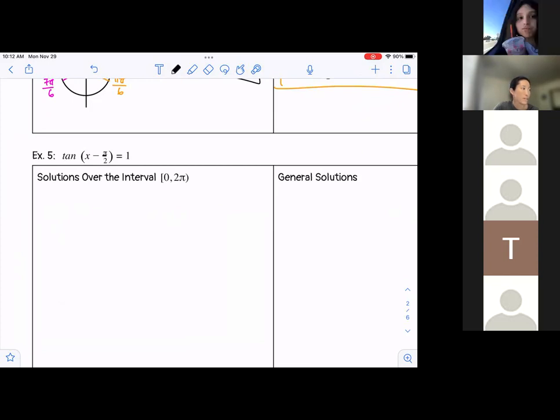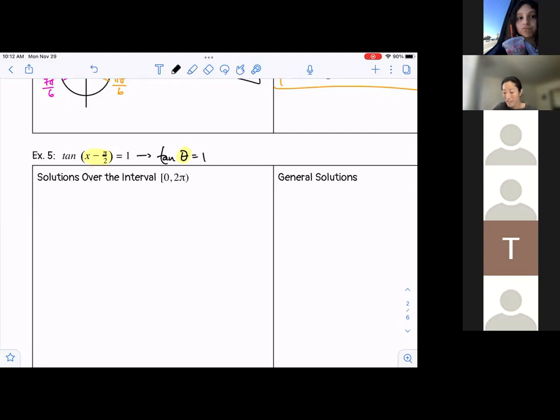Now this question is a little bit trickier for us, all right? And so I really want to take some time to walk through this one. So let's imagine for a moment that this whole blob inside of the parentheses, let's replace it with just one thing. In other words, I want us to write this like tangent of theta equals 1, where theta is the same thing as this x minus pi over 2, okay?